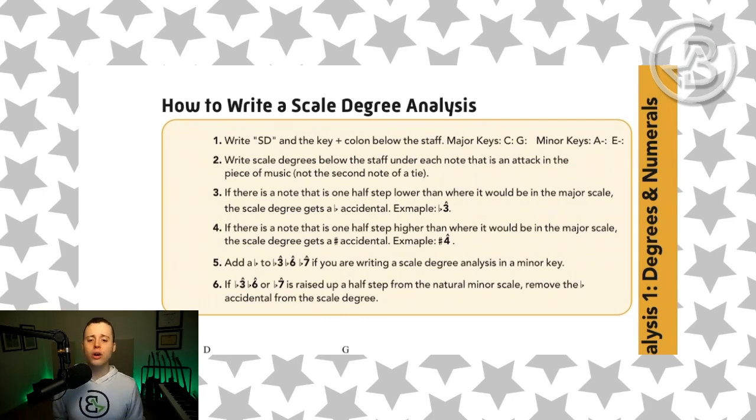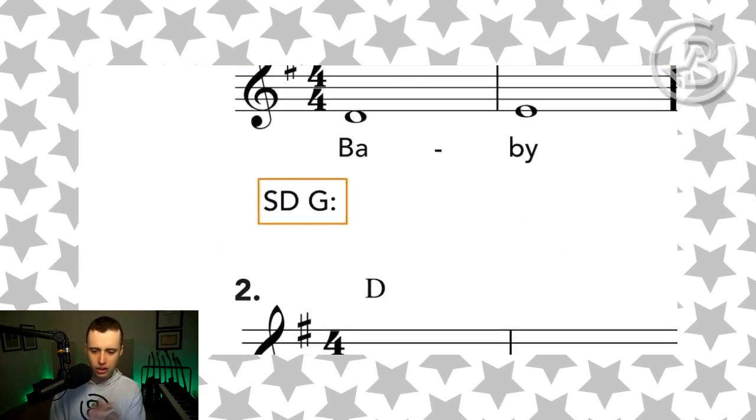In this lesson, you are going to understand how to perform a scale degree analysis of a piece of music. A scale degree analysis is where you go through and look at the melody and understand which scale degrees are being used from the scale that's related to the key that the piece of music is in. So you're going to write SD for scale degree, and then, just like from the last lesson, you're going to show what key the piece of music is in, either C major, G major, A minor, or E minor. And that's going to look like this: SD, G major.